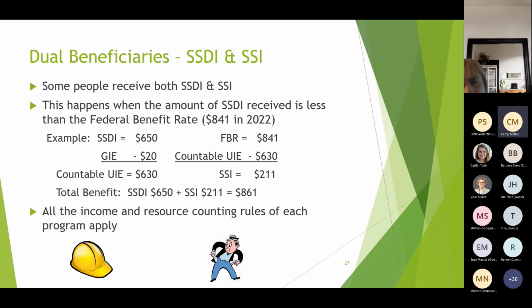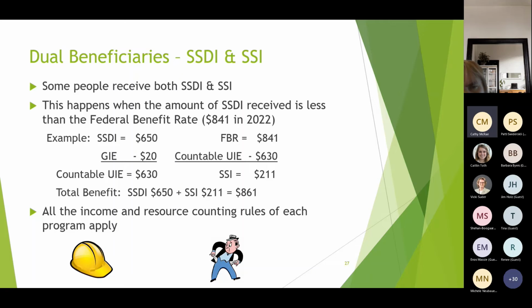Some people are what they call dual beneficiaries. They get SSDI and SSI. And the way that this usually happens is that their SSDI amount is lower than the federal benefit rate. And so SSI then steps in and gives them enough SSI to bring them up to the federal benefit rate. So here's an example of that happening.